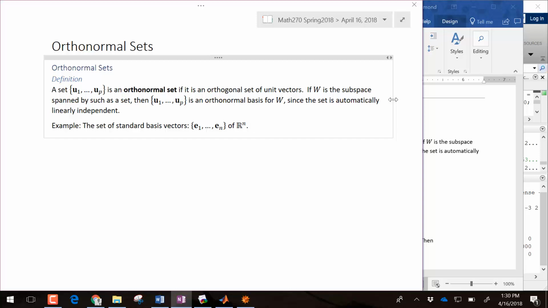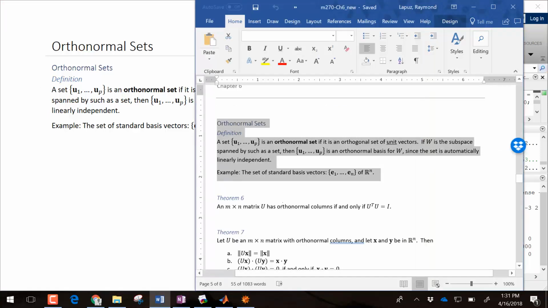The simplest example of an orthonormal set is called the standard basis vectors. In three dimensions, the IJK vectors are all perpendicular to each other, and they all have unit length. TNB is another one. That's the Frenet frame we're talking about. That's also an orthonormal set of vectors, because they all have unit length. All right, so we want to get to this idea of an orthonormal set.